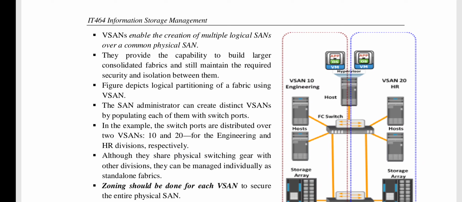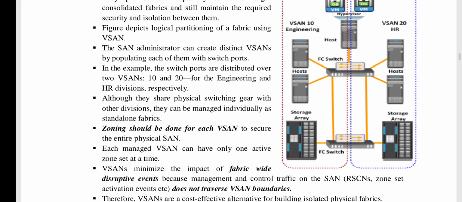Now going to the explanation. They provide the capability to build larger consolidated fabrics and still maintain the required security and isolation between them. So security is still retained. The figure shows the logical partitioning of the fabric using virtual SAN. So we have a SAN administrator that creates the vSANs, and each of them is connected with switch ports. In this example, the switch ports are distributed over two vSANs. You can see that is vSAN 10 and 20 for engineering and HR.